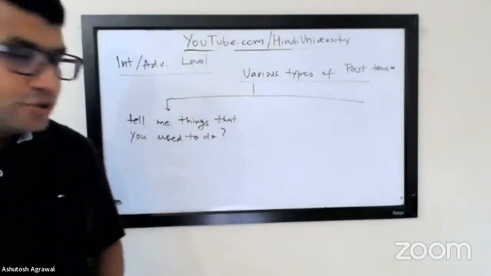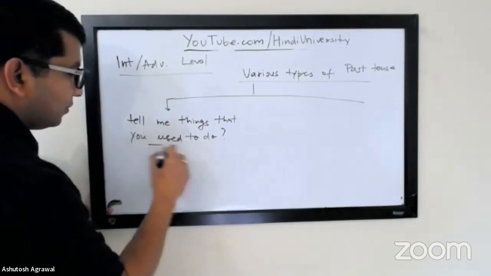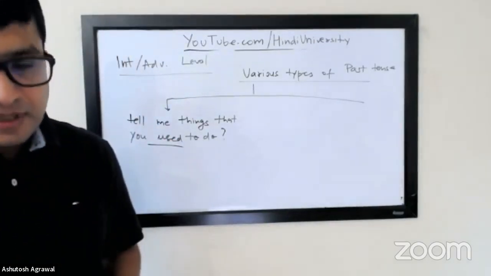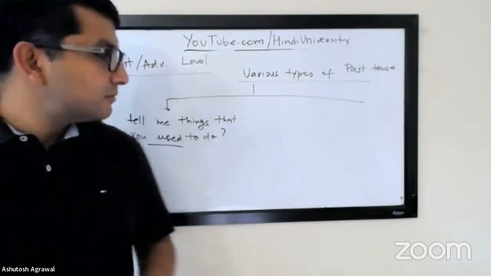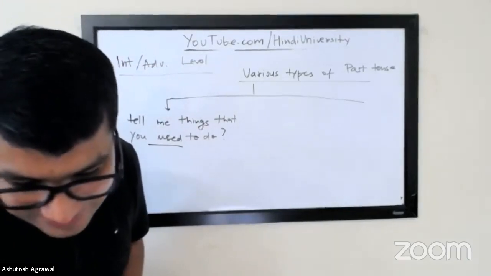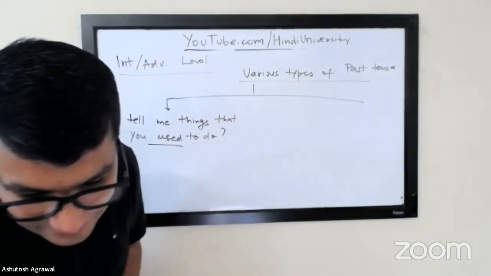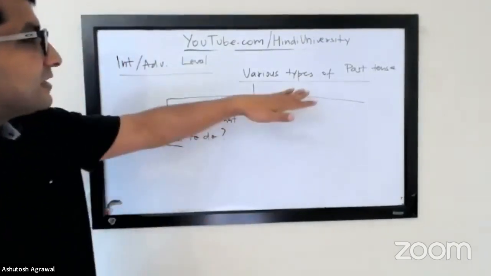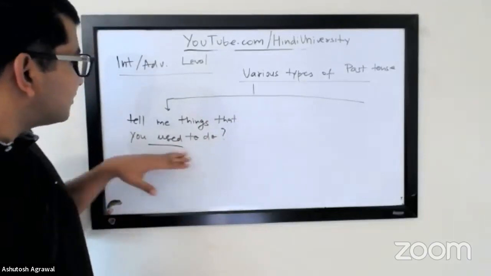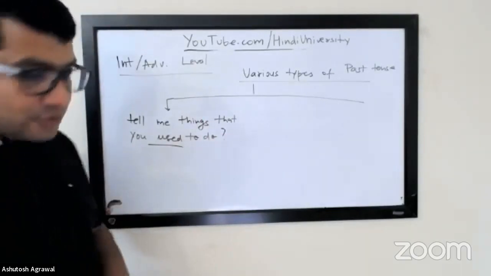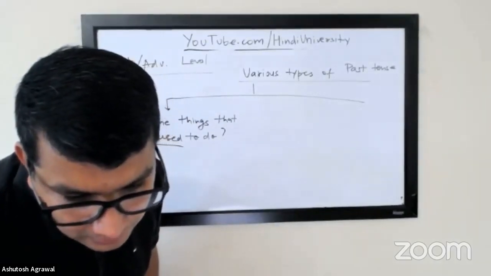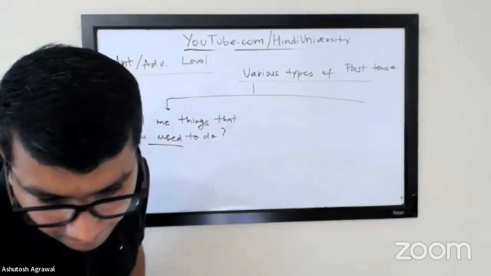Things that you used to do. Tell me about things that you used to do as a child or in your childhood. Kelly ji, welcome. We just started the past tense, so I'm glad you just joined. Again, there are various kinds of past tenses, but before we create the categories, let's say this is the question being asked to you. Tell me things that you used to do, and you can write the answer in the chat.